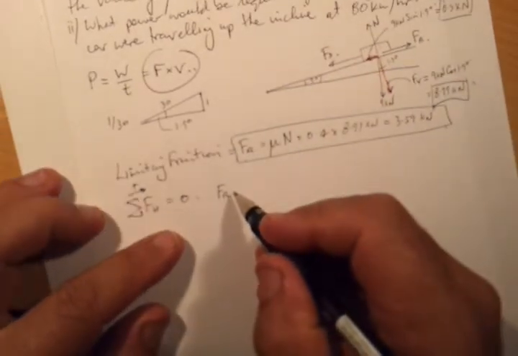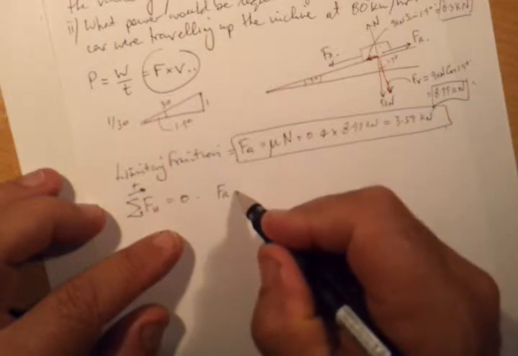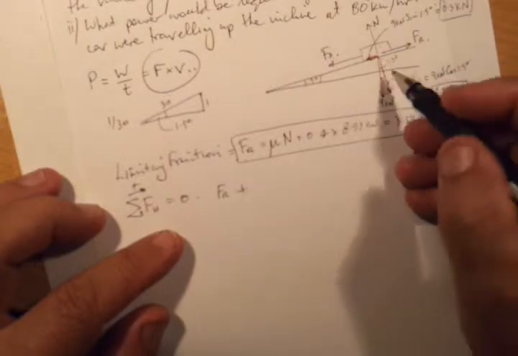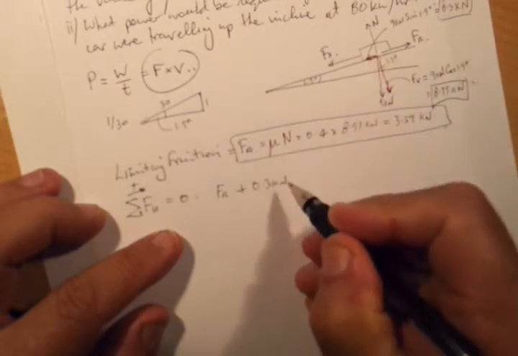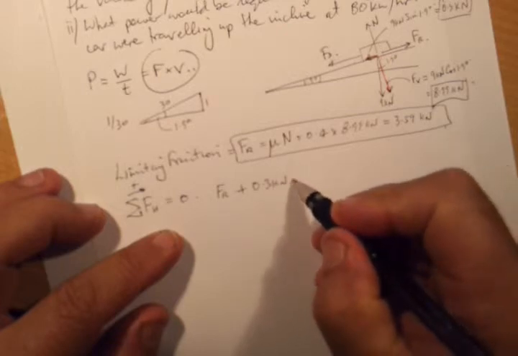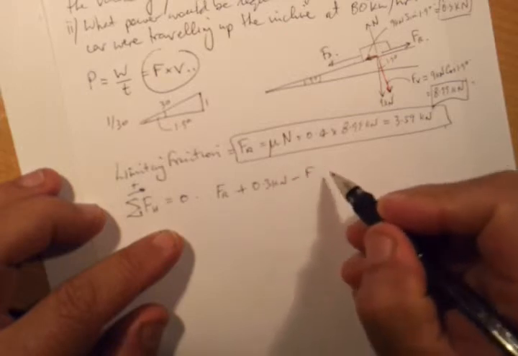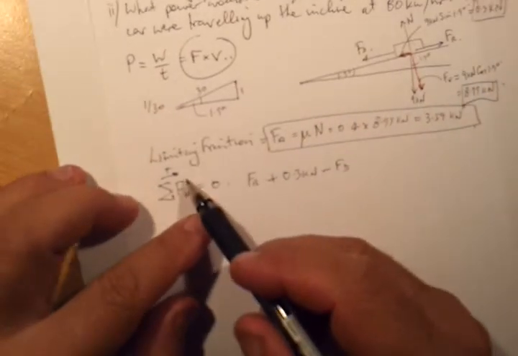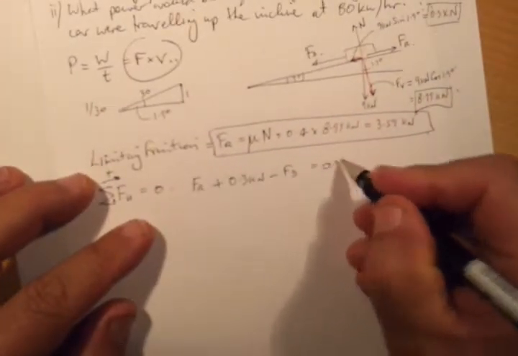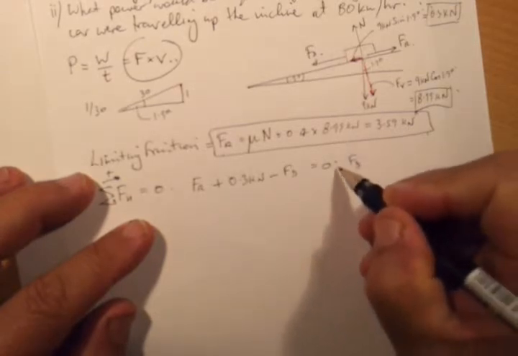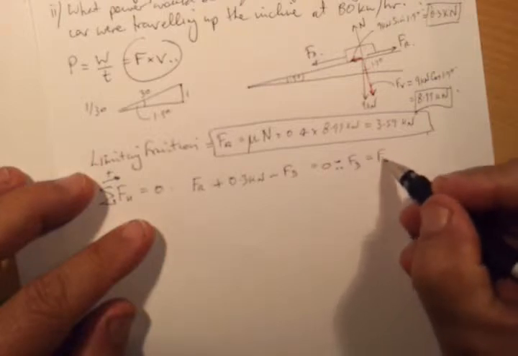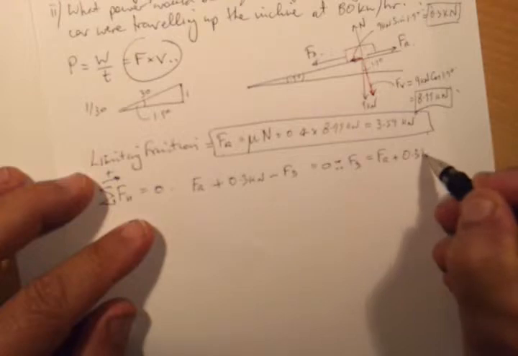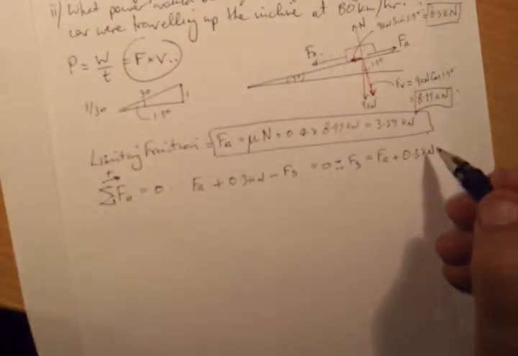So FR plus this component of force here, which is 0.3 kilonewtons, minus FD, because FD is going in the opposite direction of our convention, all equals 0. That means that FD, put the therefore signs, is going to equal FR plus 0.3 kilonewtons. Is that right?